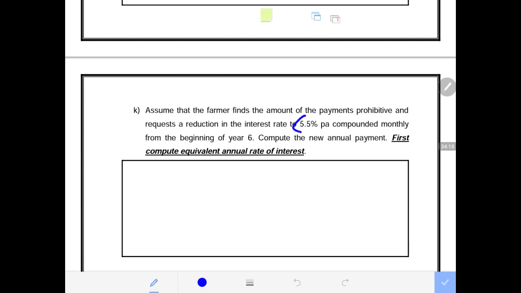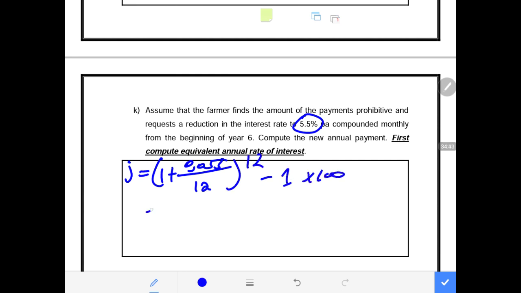The given rate is 5.5. The one that we are looking for is the annual rate. And I just want to make things short because annual rate is very easy. Everything remains the same. We have 1 plus 0.055 divided by 12, to the power of 12. Then whatever answer we get here needs to be deducted by 1. Then we times it by 100. I'll just be very short for this one.